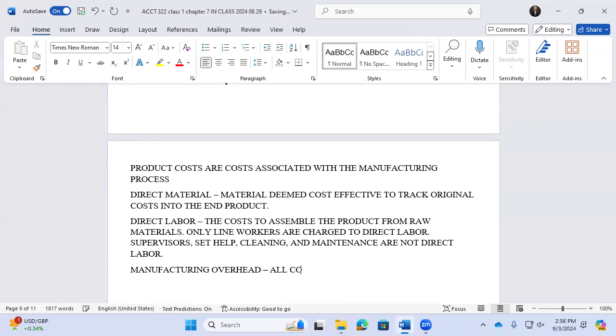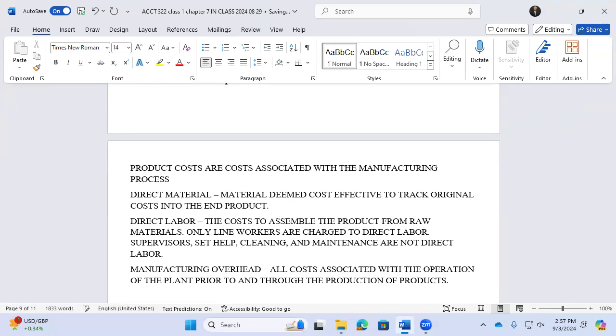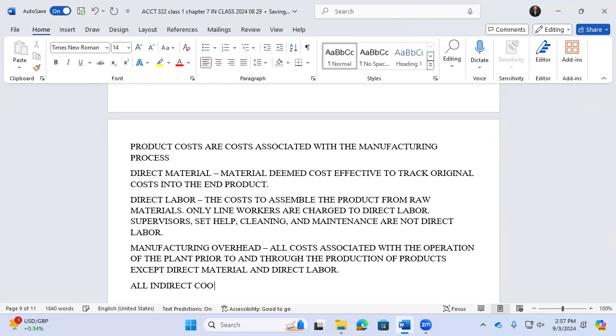Manufacturing overhead is all costs associated with the operation of the plant prior to and through the production of products. Except direct material and direct labor. So all indirect costs, including indirect labor and indirect materials. So your utilities, your supervisors, these are all things that go into that one big pool.